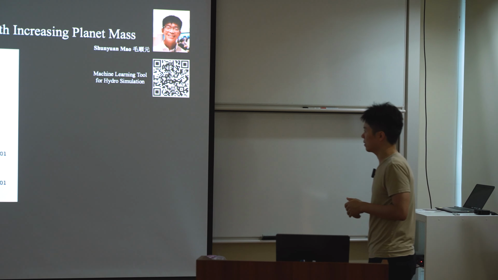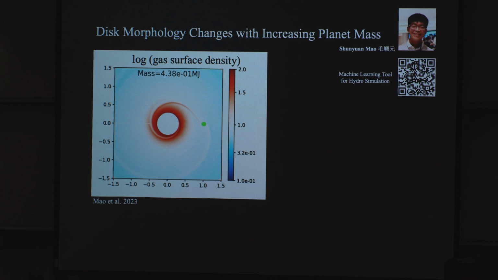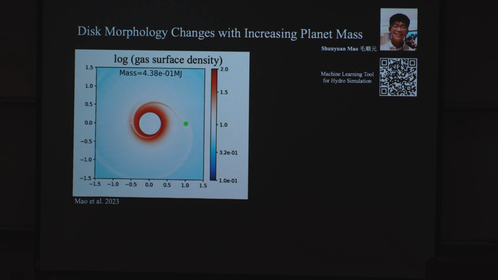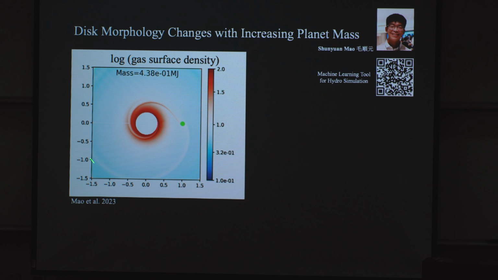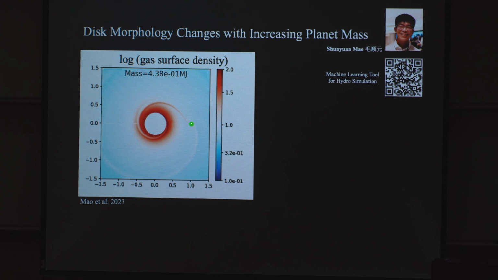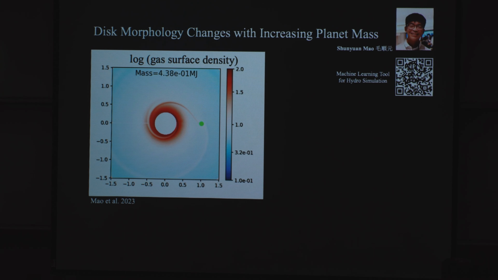So one of my graduate students, Shenyuan Mao, ran some calculations to visualize this. So we'll be looking at a disk that is perturbed by a planet. This is a surface density map. And as this movie goes, we'll see the mass of the planet increase. So initially, it is about half Jupiter mass. And then we're going to make the planet more massive, and we'll see how the disk evolves.